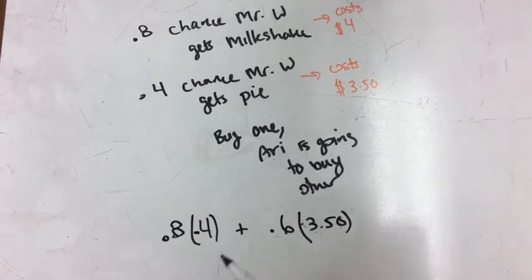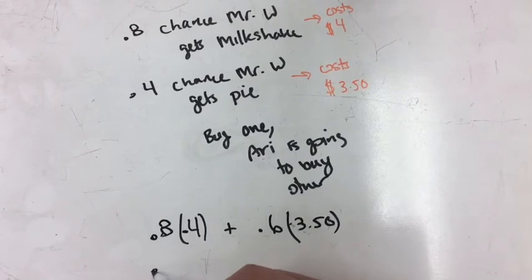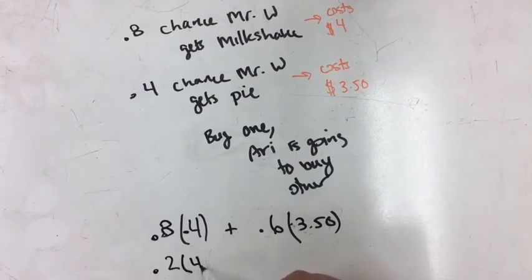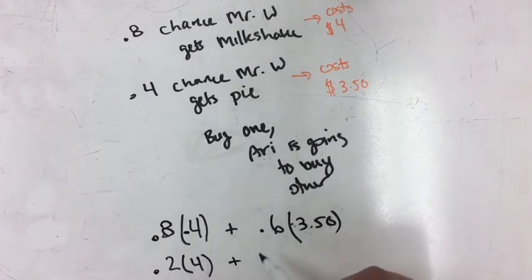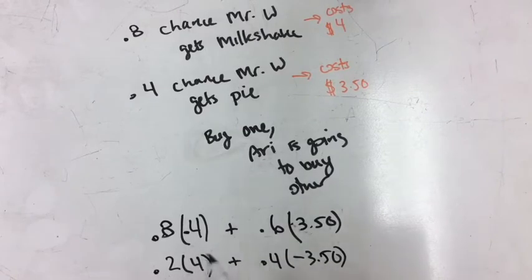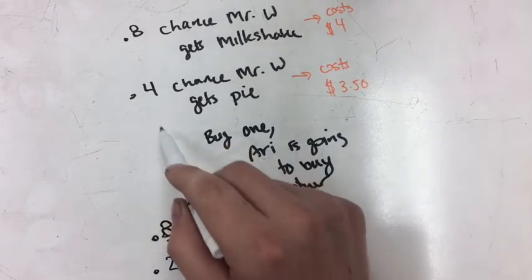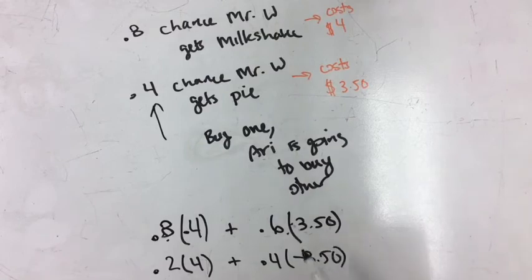But there's also another situation, and we have to check both: there's the 0.2 chance that I don't buy the milkshake, and then there's a 0.4 chance that I do buy the pie. So there are two different equations. Don't get caught in the fact that I've given you a probability. You've got to think about the probability that I'm not going to get the milkshake, that Ari's going to get it, and that's a 0.6. Going on the other side, what's the chance that I don't get the milkshake? It's going to be 0.2, not 0.8.